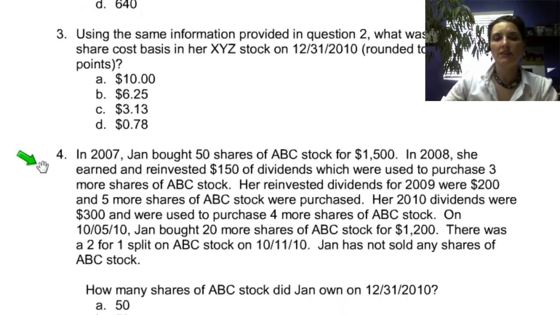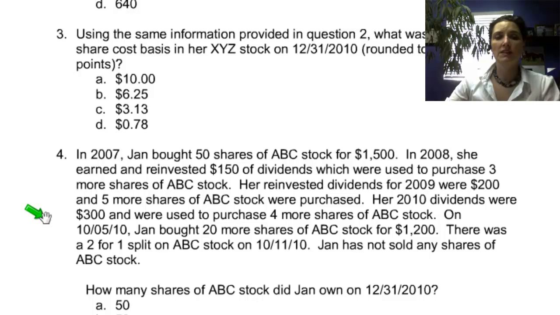In 2007, Jan bought 50 shares of ABC stock for $1,500. In 2008, she earned and reinvested $150 of dividends, which were used to purchase 3 more shares of ABC stock. Her reinvested dividends for 2009 were $200, and 5 more shares of ABC stock were purchased. Her 2010 dividends were $300 and were used to purchase 4 more shares of ABC stock. Then on 10/5 of 10, Jan bought 20 more shares of ABC stock for $1,200.